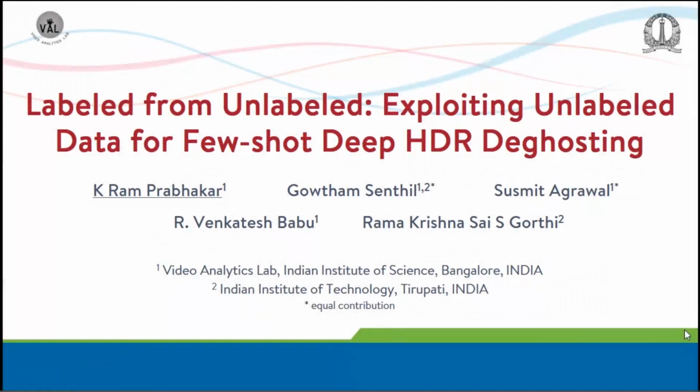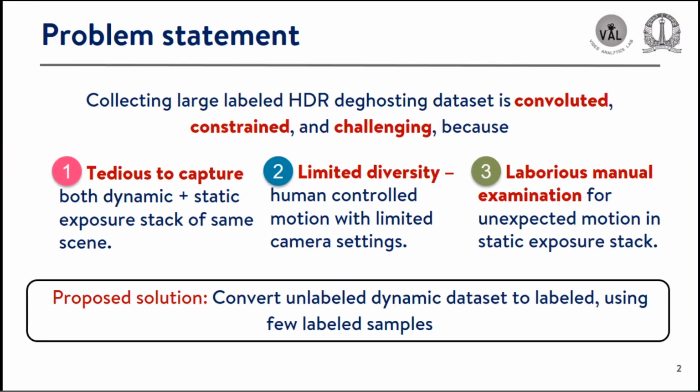Hi, we present a novel fusion HDR deghosting method utilizing unlabeled images. Collecting a large-scale HDR deghosting dataset with ground truth is challenging because each sequence has to be shot twice with and without motion. They are limited in the diversity of camera parameters. Another major difficulty is the post-capture manual examination. All samples must be carefully examined for any unwanted motion in the static exposure stack.